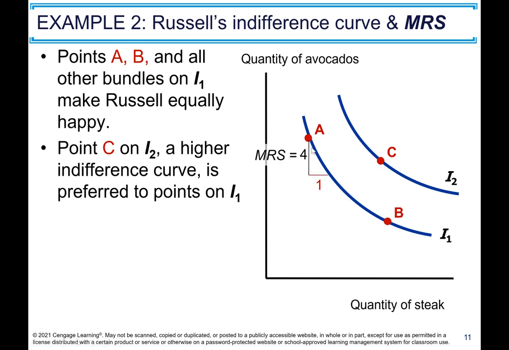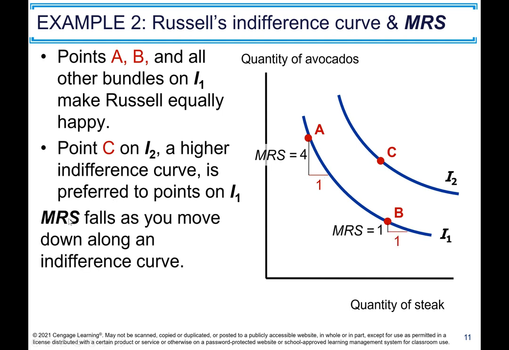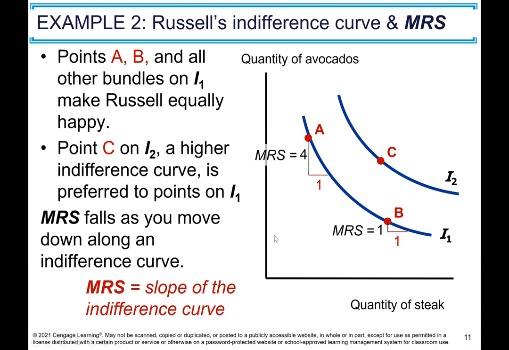The marginal rate of substitution is the rise over the run. The marginal rate of substitution falls as you move down along the indifference curve. At point B, the marginal rate of substitution is 1. At point A, the marginal rate of substitution was 4. So, the marginal rate of substitution is the slope of the indifference curve.